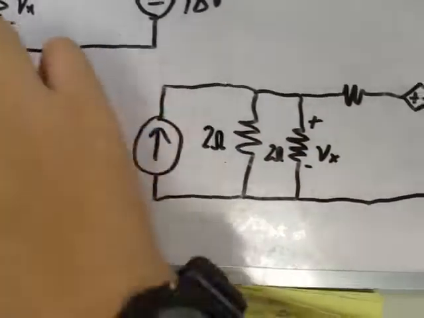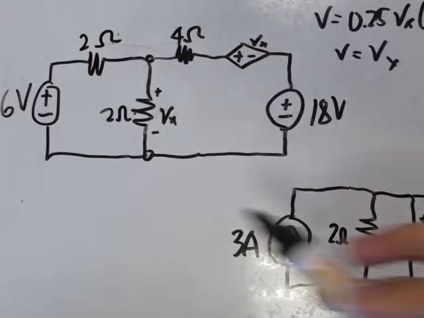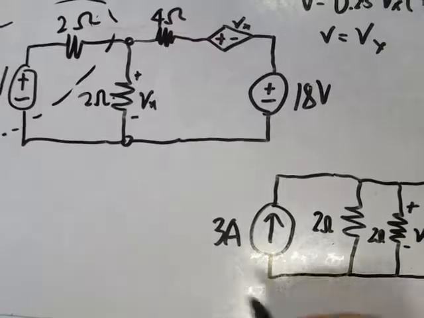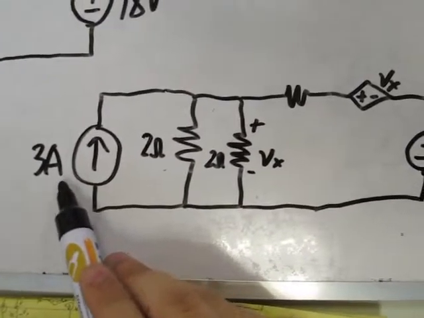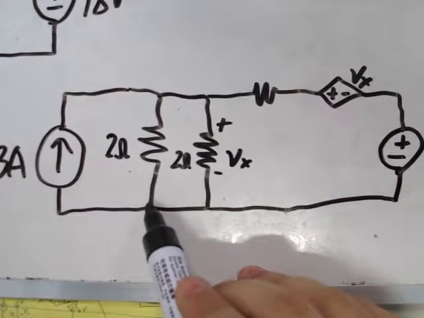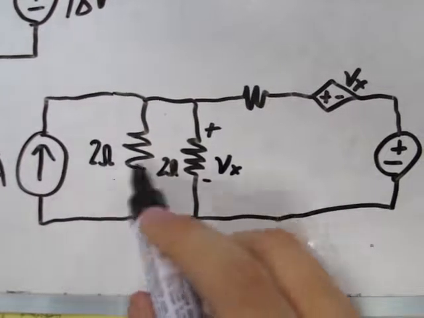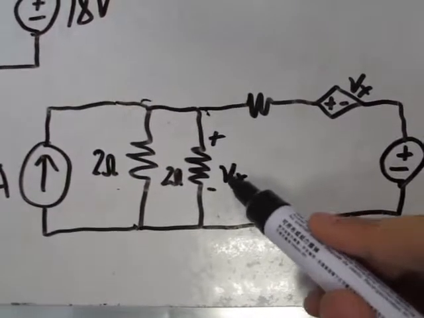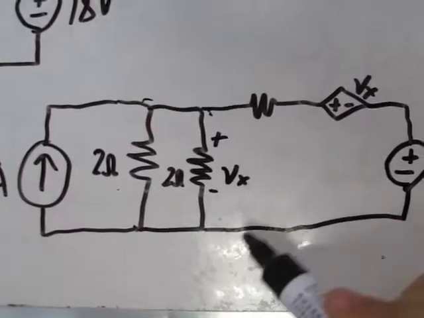Next we will be combining these two, and in doing so we will be transforming this voltage source to a current source. So the current source from this voltage source will be 3 amperes. Then the resistance 2 ohms will now be parallel to the 2 ohms in the previous circuit. So we can combine these since they are parallel, and since in parallel circuits the voltage remains the same, the Vx will not change.